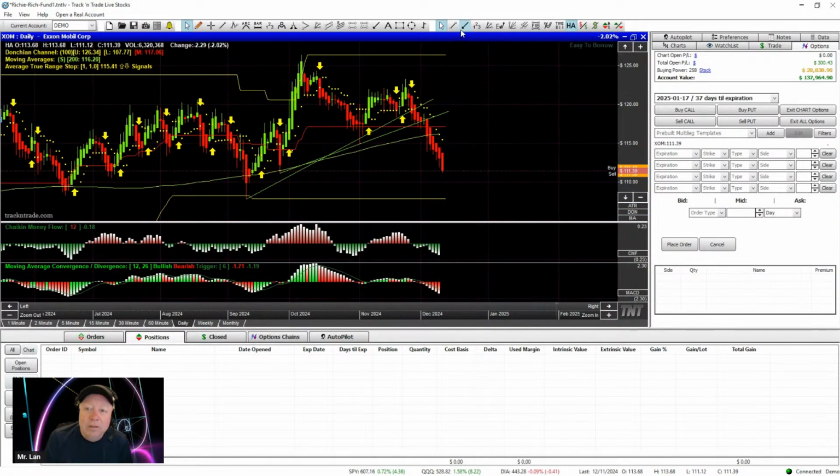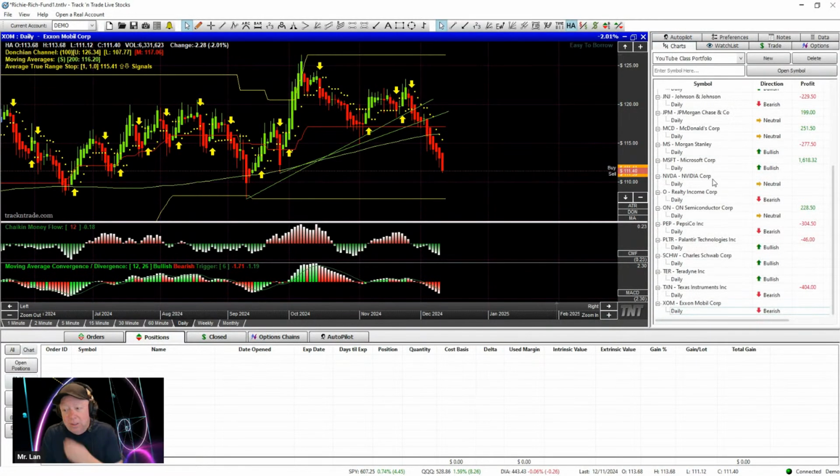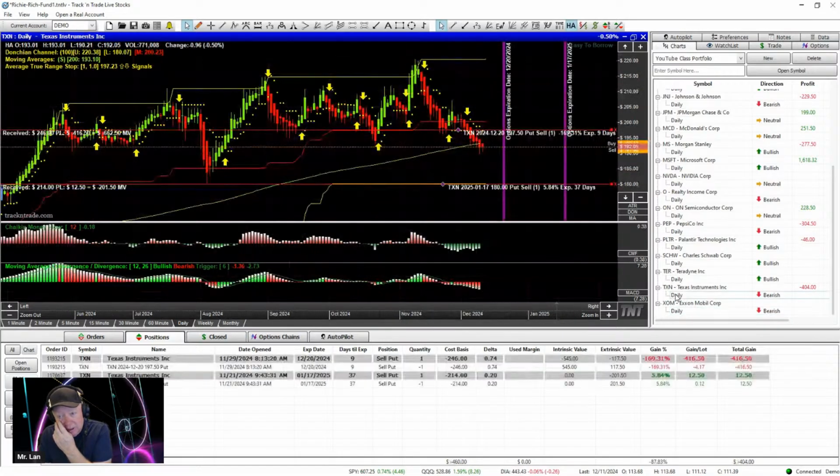I don't know. What if it comes down here and turns and goes up? We're going to be so pissed off. Let's wait for a minute and see what happens. I don't know. Feel bad on this one. Just don't know what to do. Don't do anything. We'll wait. Texas Instruments, another one. We're just going to wait on, see what happens.